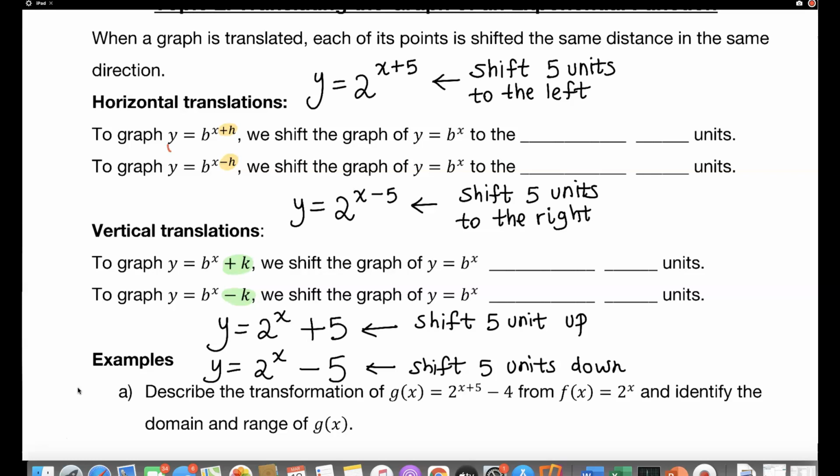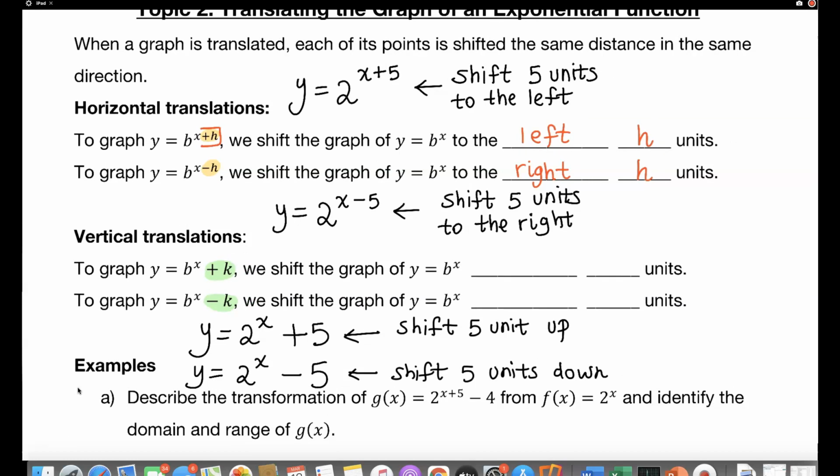To graph y equals b raised to the x plus h power, we shift the graph of y equals b to the x power to the left h units. If it's adding in the exponent, we go to the left that many units. If it is subtracting, we go to the right h units. It almost feels opposite, doesn't it? If you see a plus, don't you want to go to the right? I do, but it's really the opposite. If you see subtracting h, and that h can be any number, like subtracting 5, you're going to go 5 to the right.